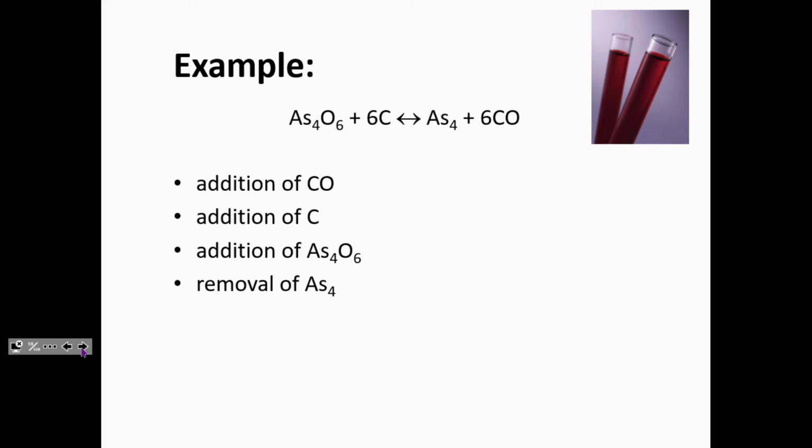So a real example would be with real chemicals. If we add the compound CO, we would be shifting equilibrium to the left. If we add carbon on the left side, we would shift to the right. If we add As4O6, which is a reactant, we're going to shift to the right. And if we remove As4, which is a product, we'll shift to the right as well.